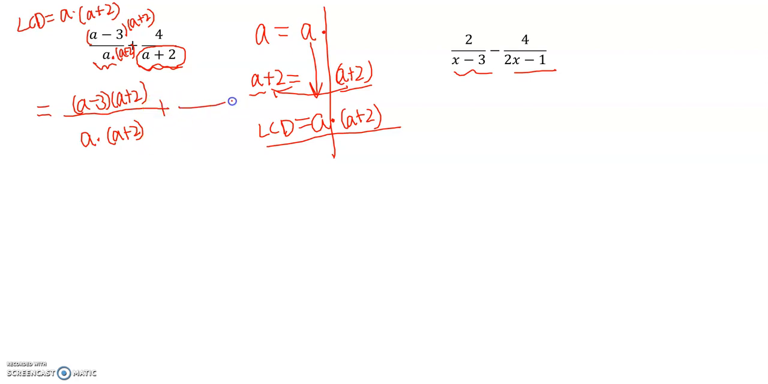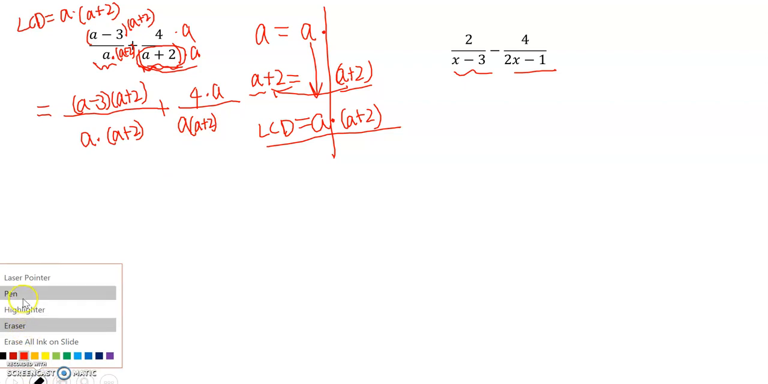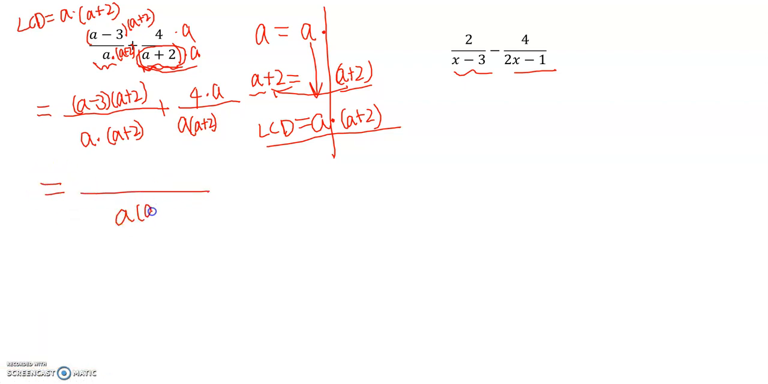Okay, for the second one, we're going to do the same thing. 4 over A plus 2, in order to get a common denominator with A there, we need to multiply both top and bottom by A. I moved this A to the front to match the first one, but you don't have to do that. You can just leave it where it is, because of the commutative property, A times A plus 2 is equal to A plus 2 times A. So now with the common denominator, A times A plus 2, we can simplify the numerators. Here, because we have binomial times binomial, let's do FOIL or distribution.